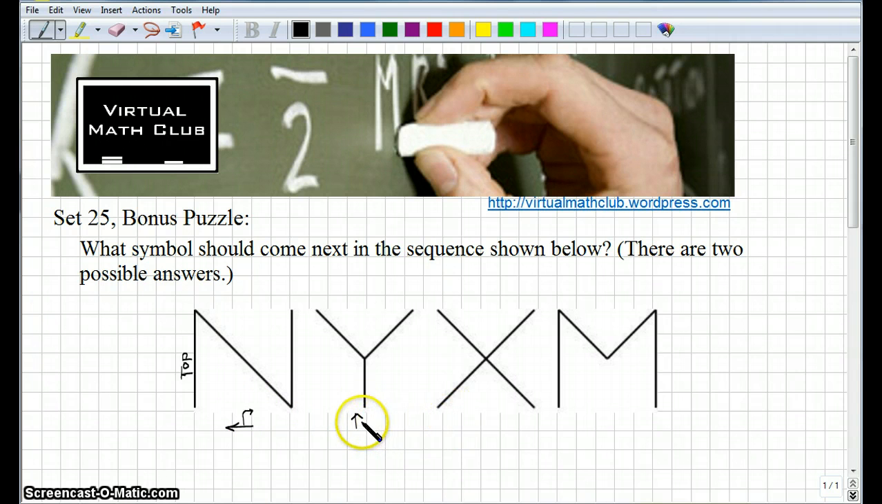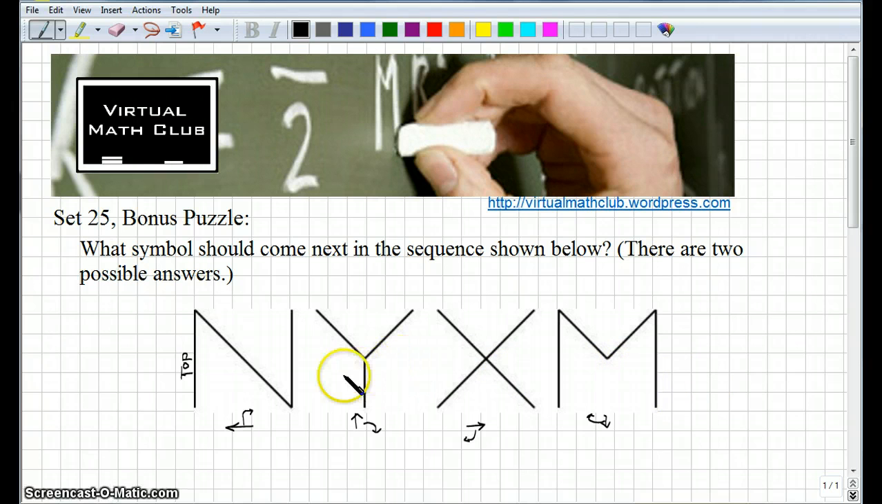If you rotate it another 90 degrees, it would be oriented this way, and this is an X. Okay, and then we'll rotate it another 90 degrees, and this is actually oriented upside down, and it's a W. Okay, so let's turn it another 90 degrees. So we have Z, Y, X, W. So it's the alphabet backwards.